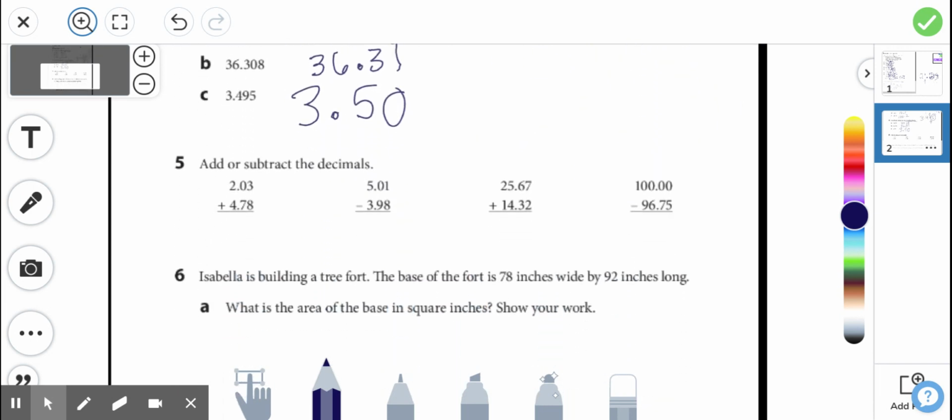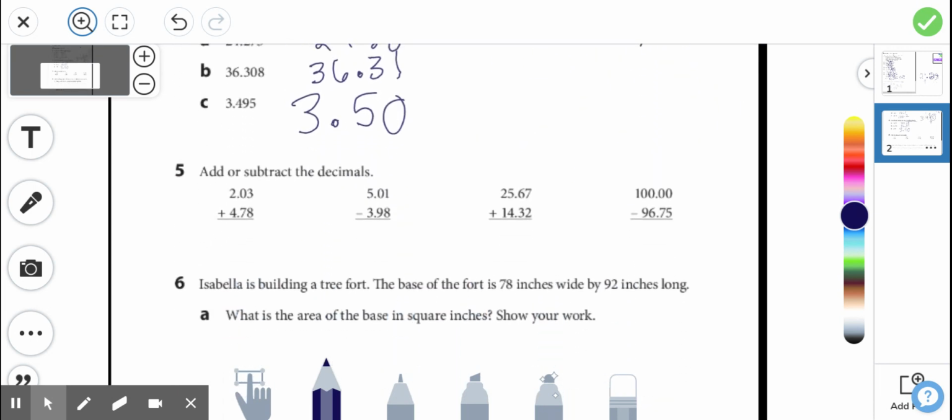Now we're adding and subtracting decimals. Bring my decimal straight down. 11, 7, 681. Now we're subtracting. We have to borrow. Bring my decimal point down. 11 minus 8, 3. 9 minus 9, 0. 4 minus 3, 1.